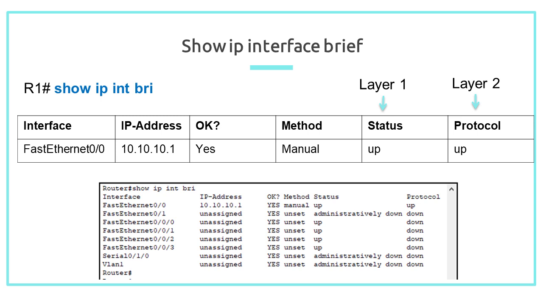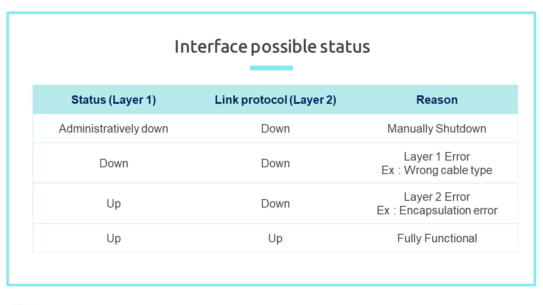Interface Fast Ethernet 0/0, IP address 10.10.10.1, status up, protocol up. Status shows the layer 1 and protocol shows the layer 2. These are the values you can see in status and line protocol. Administratively down, down: use the shutdown command.